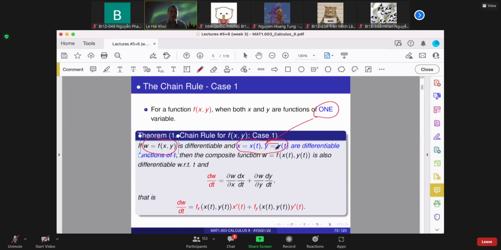Then we have a function w, which is a function of one variable. So w now is f(x(t), y(t)), but actually we can write it as a function of one variable t. Then we can differentiate w with respect to t with normal d.